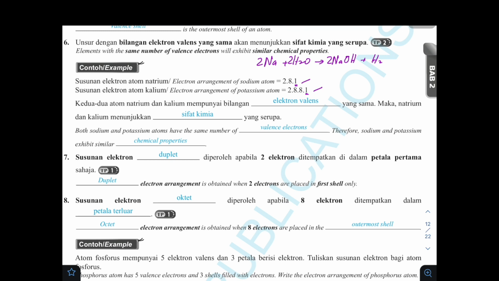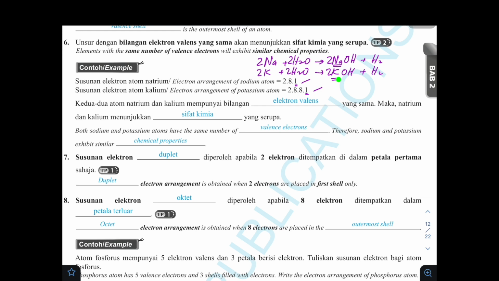So for potassium, which is K, dia akan react dengan H2O juga. So sama juga. Dia akan jadi nanti KOH plus H2. Jadi kamu nampak tak? Dia hanya ubah ini saja. Hanya ubah elemen saja. Yang produk yang lain semua sama. Okay? Baik. In this case, 2K plus 2H2O will produce 2KOH plus H2. KOH ni adalah potassium hydroxide. Yang atas ni adalah sodium hydroxide. Yang bawah ni adalah potassium hydroxide.